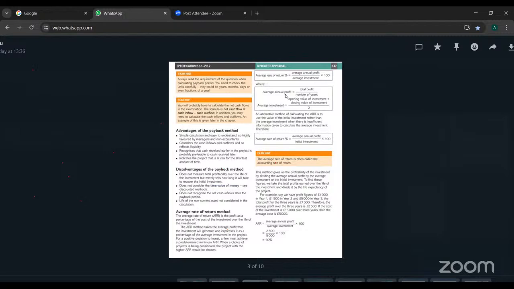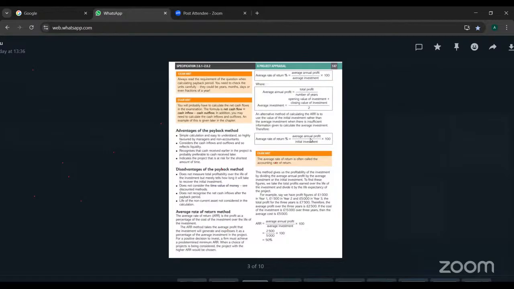And then average annual profit equals total profit divided by number of years. Okay. If not average investment, you can calculate closing value of investment divided by 2. Okay. So this will be easy when I teach you with the past paper question. For now, you have to remember all the equations.